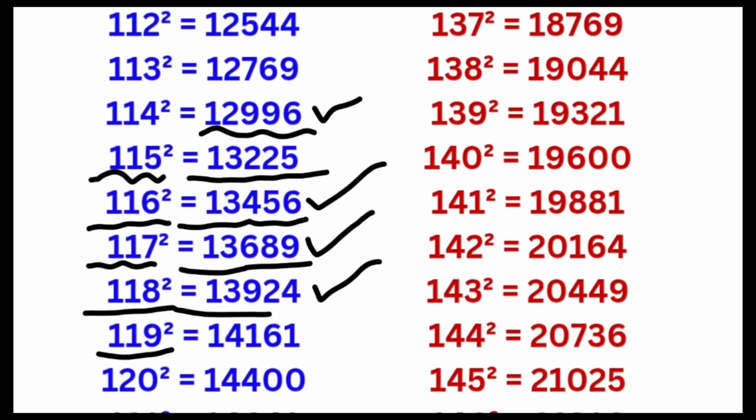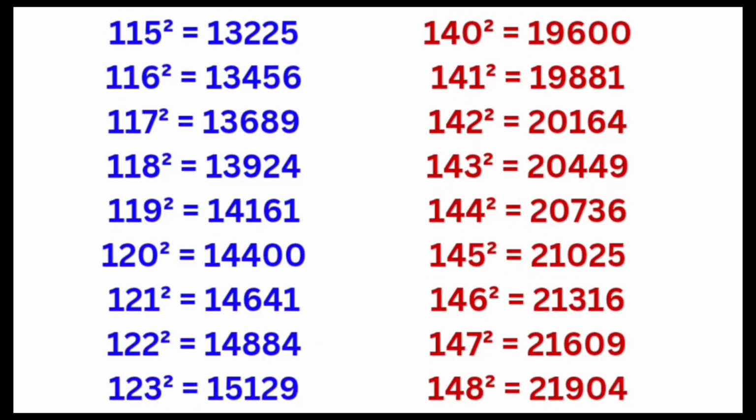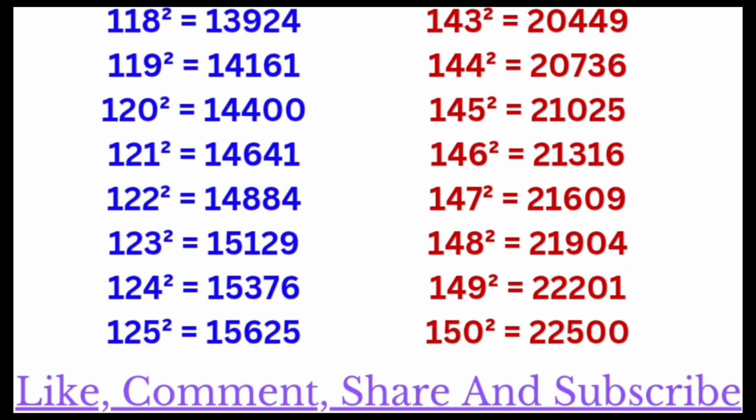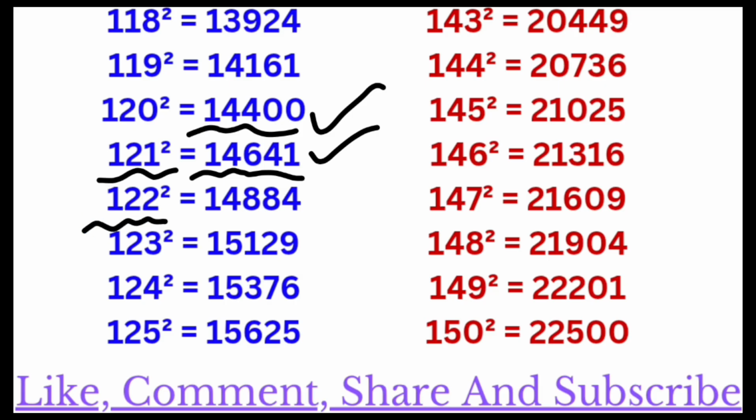Square of 119 is equal to 14,161. Square of 120 is equal to 14,400. Square of 121 is equal to 14,641. Square of 122 is equal to 14,884. Square of 123 is equal to 15,129.